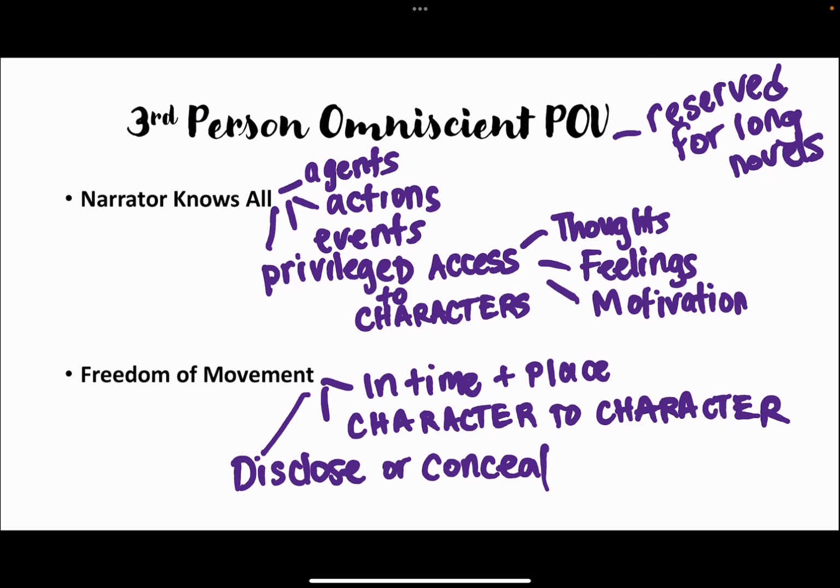So in third person omniscient point of view, the narrator knows all. Agents, characters acting on behalf of others, the actions, they know the events. They have privileged access to everyone's thoughts, feelings, and motivation. They have freedom of movement in time and place, so they can go back and forth in time. They can shift places or settings. They can go between characters, and so that can be really confusing. They can disclose or conceal information.